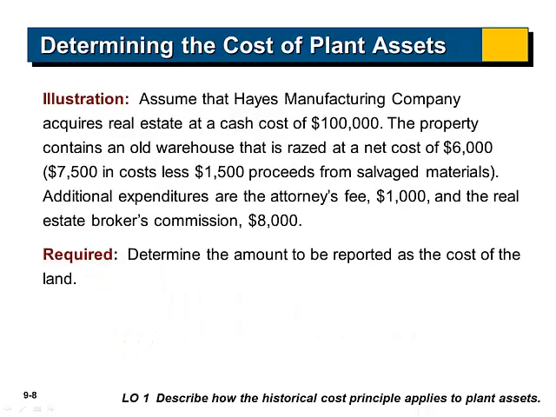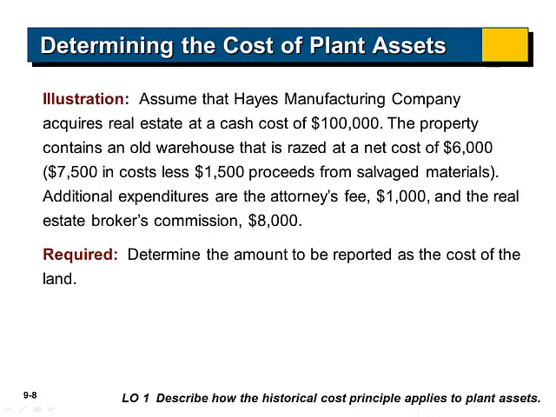So let's assume that Hayes Manufacturing Company acquires real estate at a cost of $100,000. So they buy some piece of land for $100,000. The property contains an old warehouse that is razed, which means torn down, at a net cost of $6,000: $7,500 in cost, less $1,500 proceeds from the salvaged material of that old warehouse. And then additional expenditures are the attorney fees of $1,000 and the real estate broker's commission of $8,000.